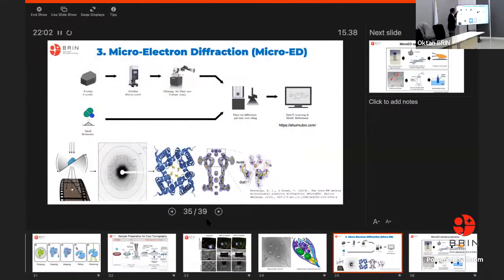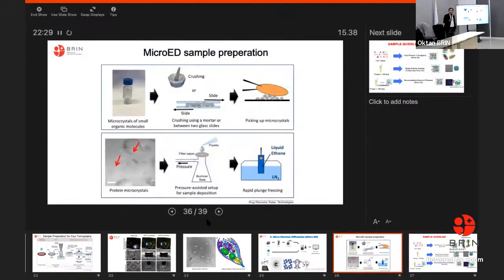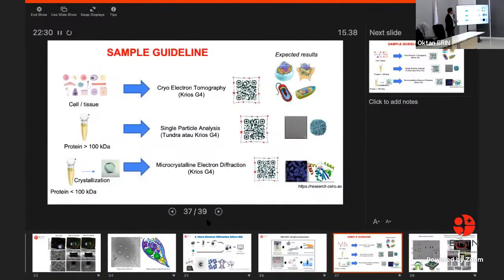And the third method is microelectron diffraction. I think this is also good for crystallography, because it is almost the same, but we just need a very small protein, and we directly put it into the Krios, and we can see the diffraction of the sample. Yeah, okay, continue. This is the last one.